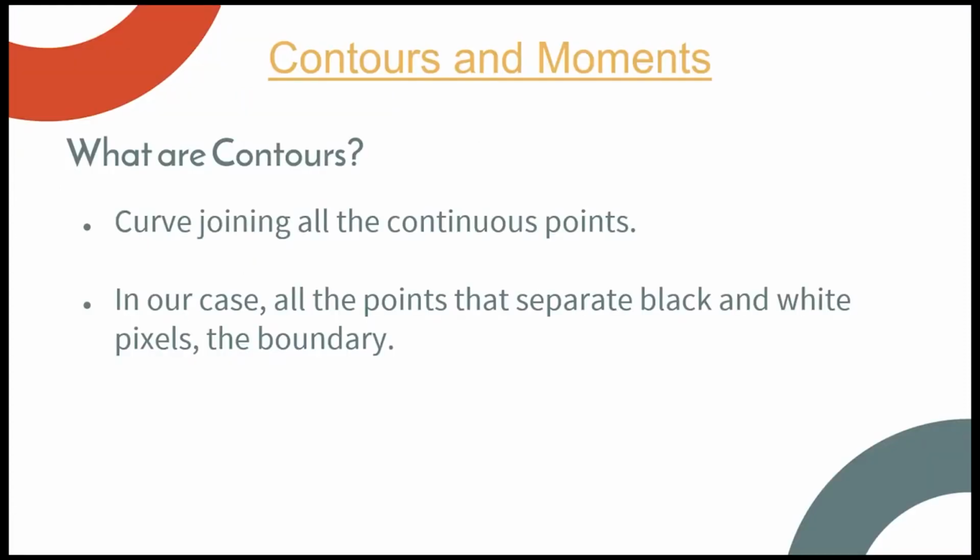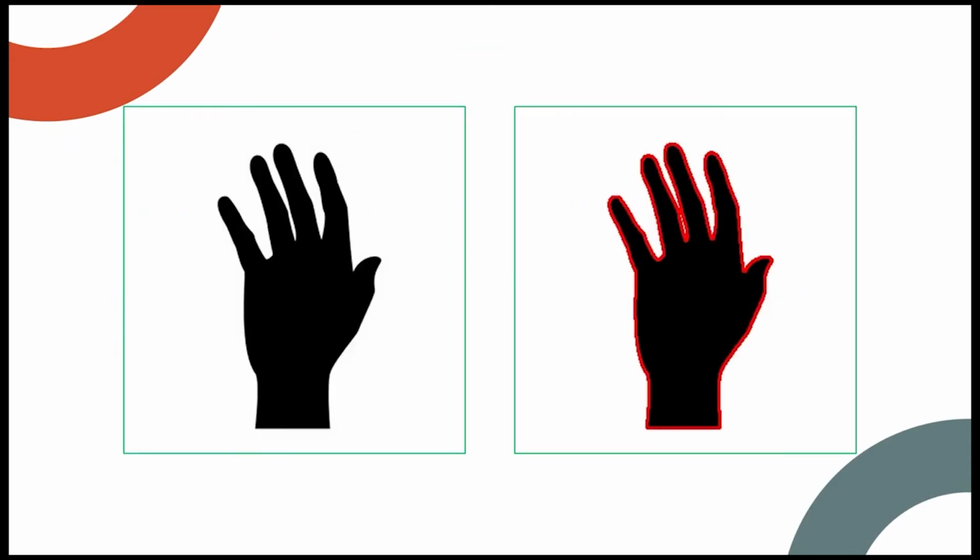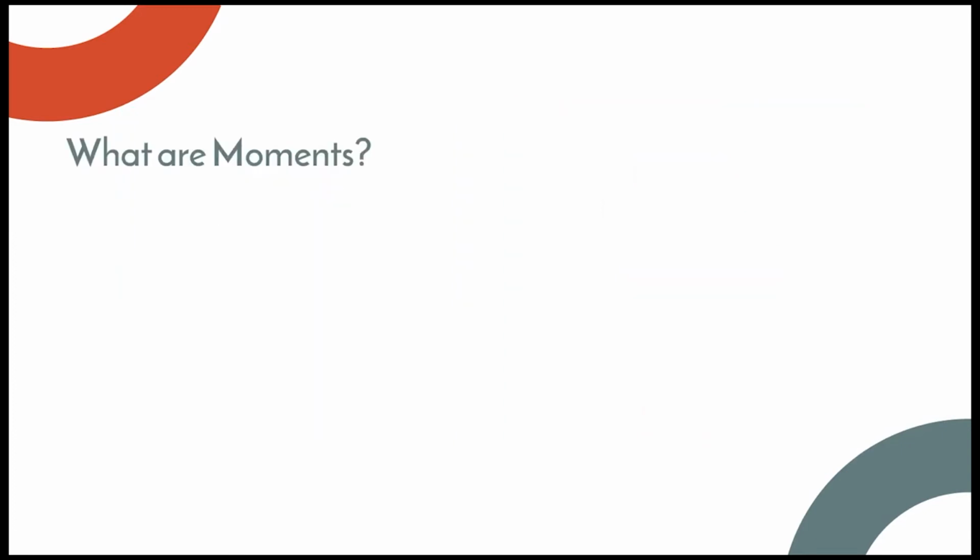What are contours? A contour is a curve joining all the continuous points. In our case, all the points that separate black and white pixels, the boundary. As you can see, the outer red boundary of the hand is a contour. Now that we know what contours are, we will now look into image moments.